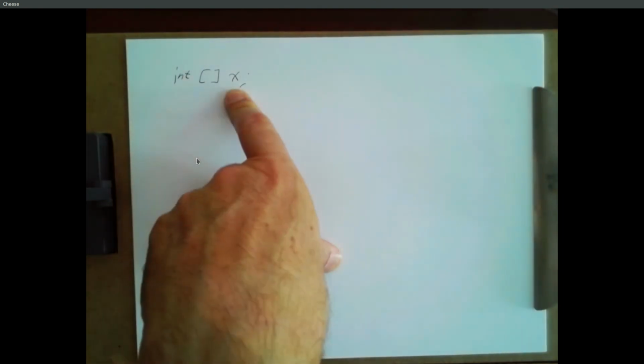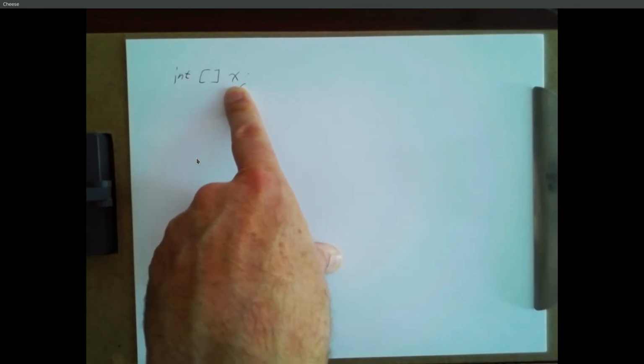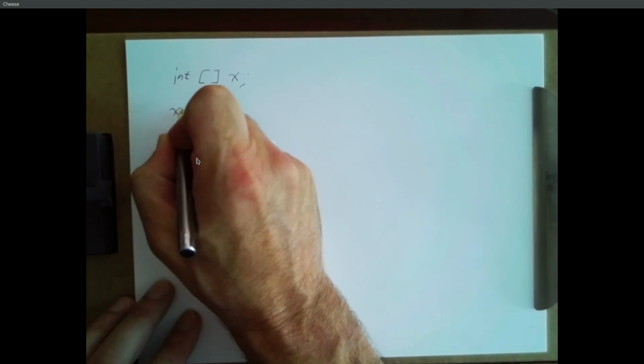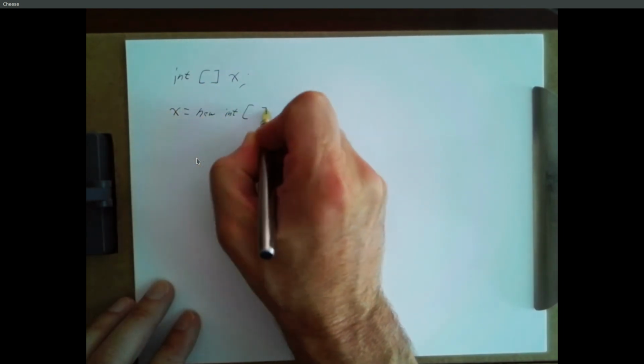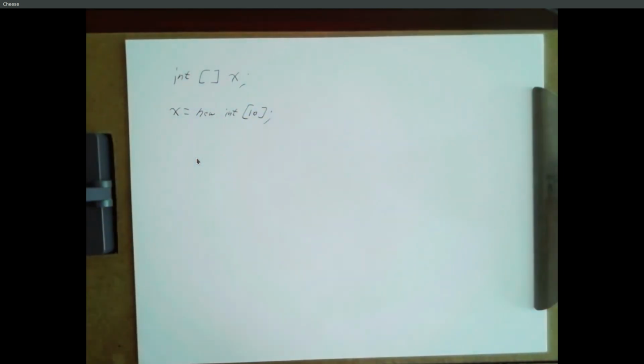So I can say int[] x, which says x is going to be an array. This is like saying int *x. It declares x to be an array of integers, but it doesn't give it a value. And if I try to use x[0] or x[2], I'm going to get a compile error saying it may not have been initialized. So to actually make this thing an array, we have to say x equals new int, and you have to tell it how many integers you want. So an array of 10 integers. There you go.